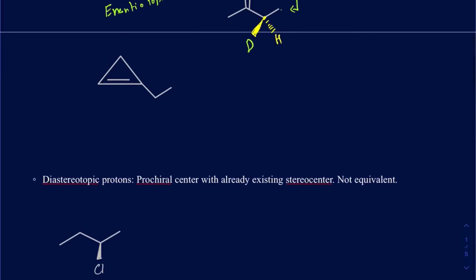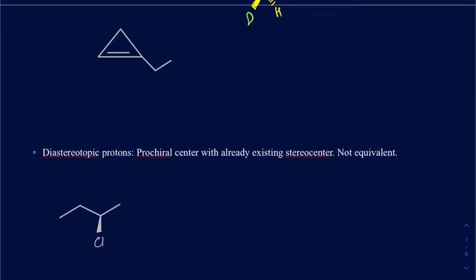Let's look at another example here. The only thing I'm looking at are the two protons right there. If I replace one with the deuterium, then that particular carbon is going to become a chiral center, and having the deuterium into the page or out of the page will make a difference in terms of the chirality. So as a result, those two protons are going to be your enantiotopic protons.